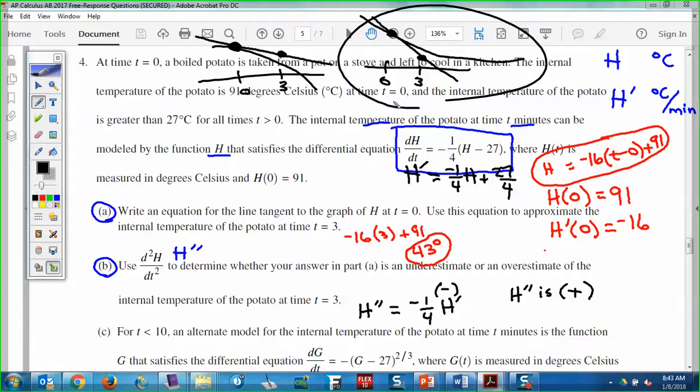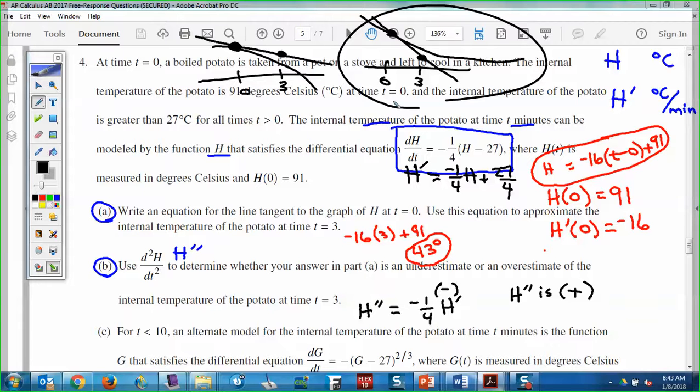So the temperature of the potato is coming down and it's leveling off like so. Well, Newton's law of cooling, we kind of talked about that a little bit, right? But it's coming down and it's leveling off. It's a concave up situation. We showed it there. And we can't say Newton's law of cooling. They said use H double prime. So you got to show this, right? And then we just showed that H double prime is positive, so therefore H is concave up.